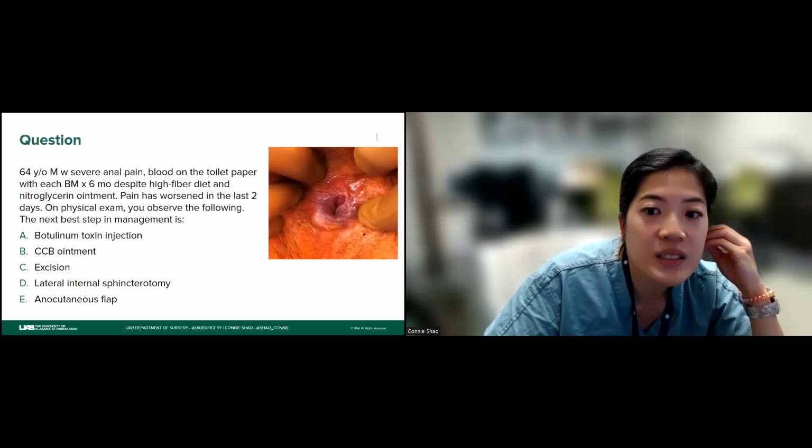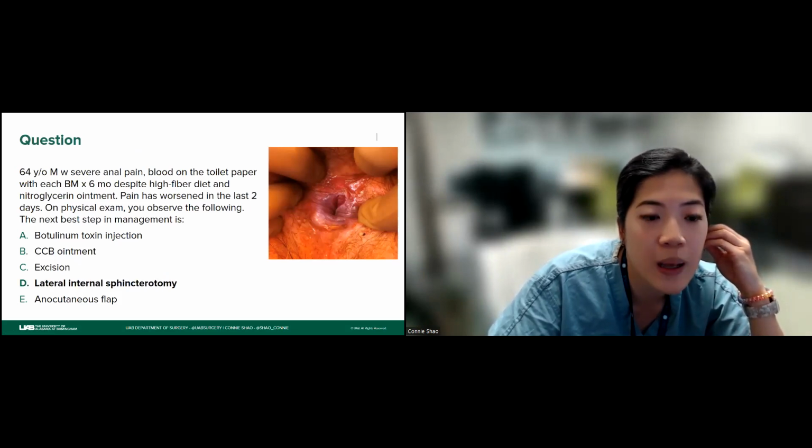And then here's somebody where you can see that there is an anal fissure. And so this person's already had medical management, so you want to consider doing surgery.